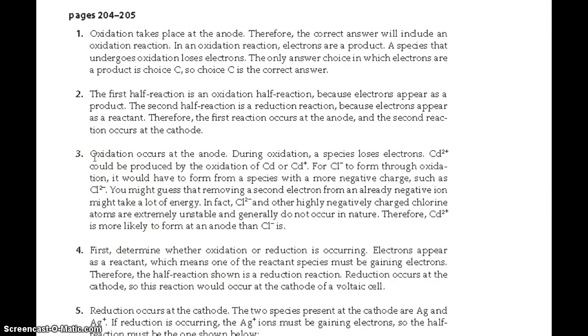Oxidation occurs at the anode. During oxidation, a species loses electrons. Cadmium plus 2 could be produced by the oxidation of either cadmium 0 or cadmium plus. For chlorine to form through oxidation, it would have to form from a species with more negative charge, such as chlorine minus 2. You might guess that removing a second electron from an already negative ion might take a lot of energy. In fact, chlorine minus 2 and other highly negative charged chlorine atoms are extremely unstable and generally do not occur in nature. Therefore, cadmium plus 2 is more likely to form at the anode than chlorine minus 1 is.